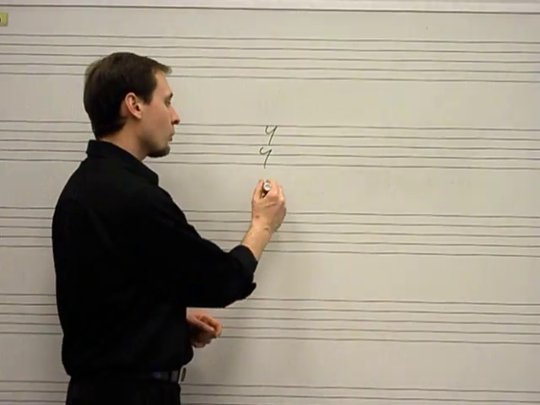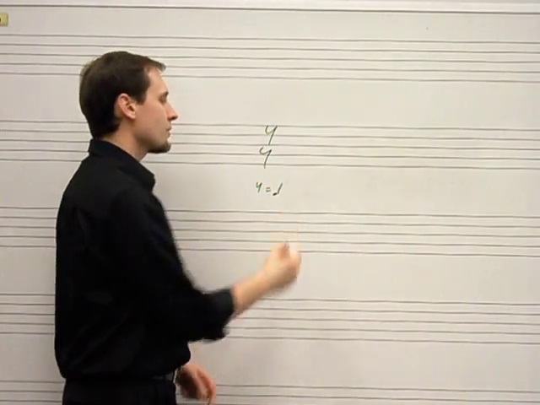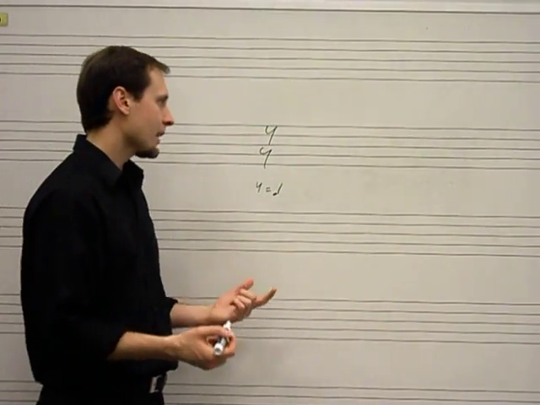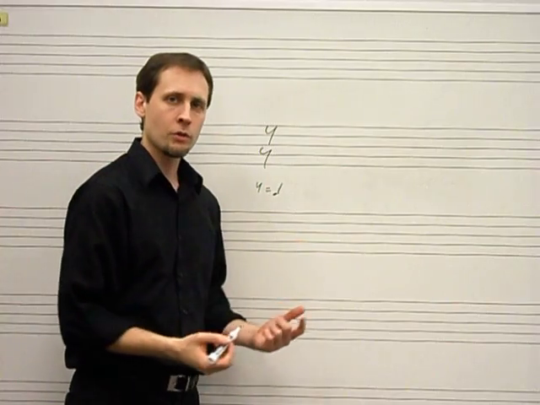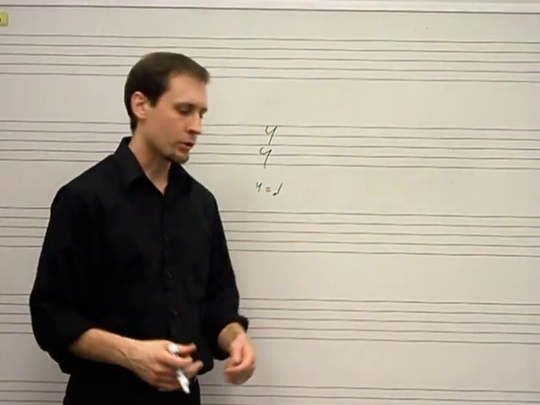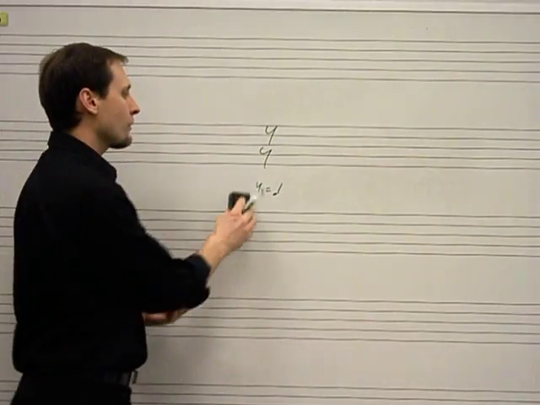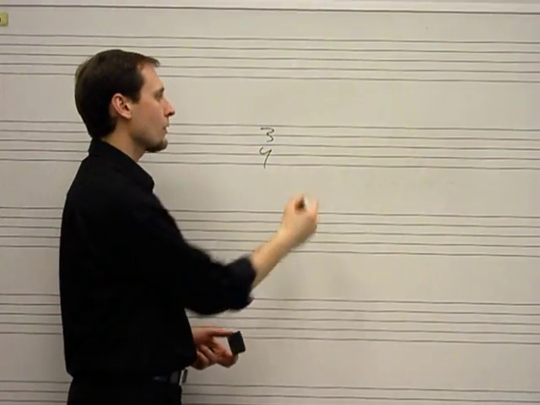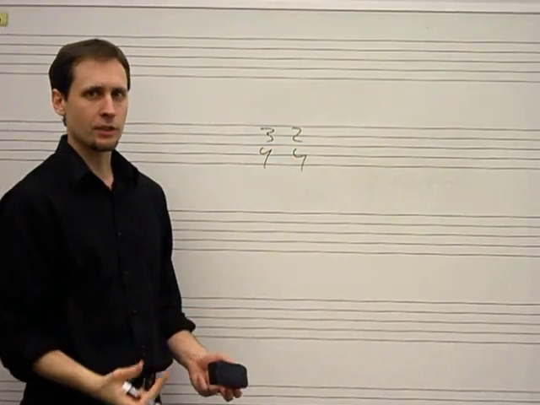In this case, the 4 equals quarter note. So what this is telling you is that there are 4 quarter notes in the measure. And once again, you can have literally 4 quarter notes, or you can have any combination of notes that adds up to 4 quarter notes. We've also talked about 3/4 time signature, and we've also talked about a 2/4 time signature.